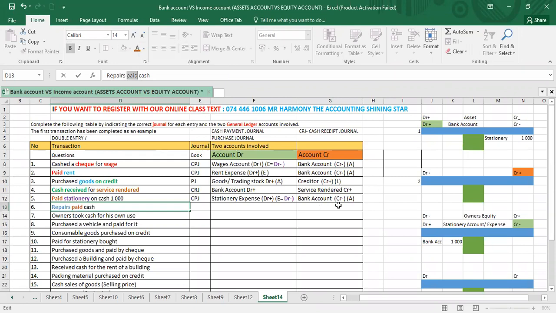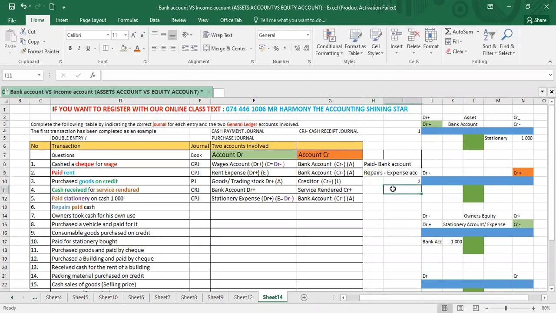The bank account. Remember, let me just help you again. Can you see the word paid? Always remember, paid. When you pay for something, where do you take money from? From the bank account. Powerful. That's why the word paid will always affect the bank account. So the word repairs, what type of account is repairs? It's an expense. Yes, repairs is an expense account.